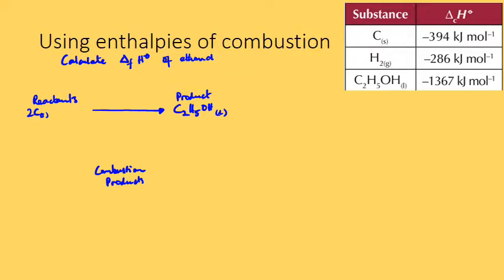So 1 mole of ethanol is made up of 2 atoms of carbon and 3 moles of hydrogen gas, and also 1 atom or half a mole of oxygen gas. So that would be our delta H of formation. So let's write that in a different colour.